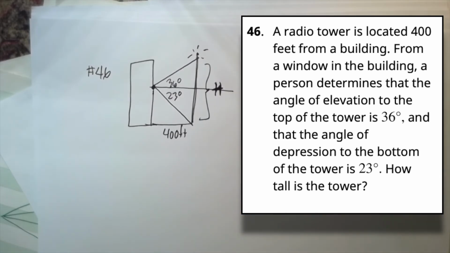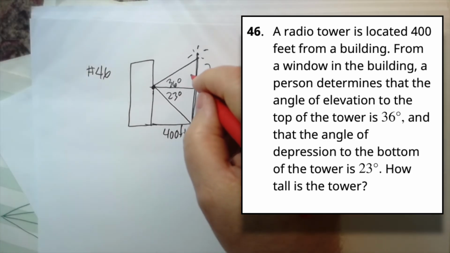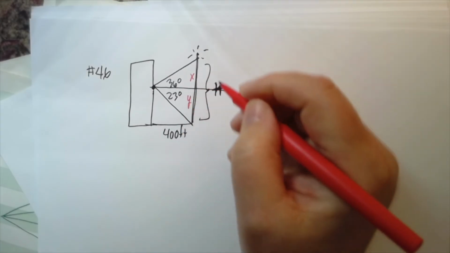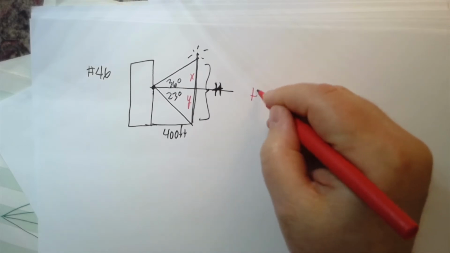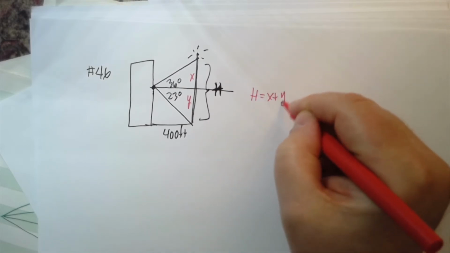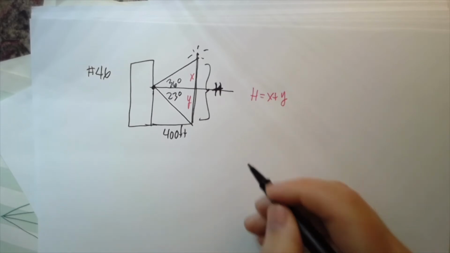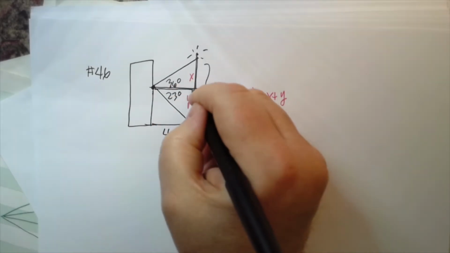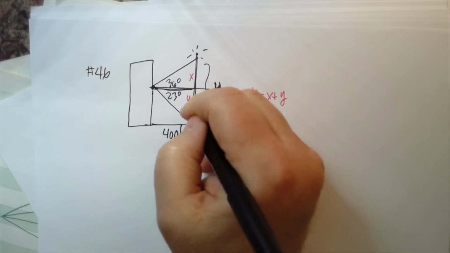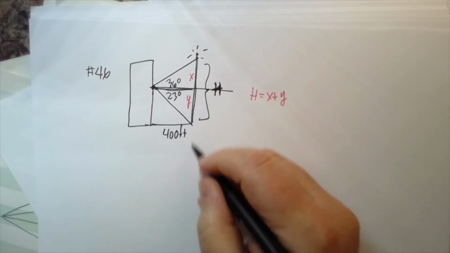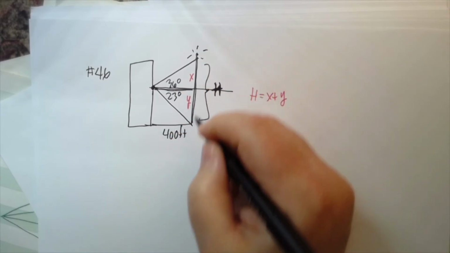Let's just break it down into two pieces. Let's call them x and y. So we know that H is x plus y. If I can find each one of them, then all I have to do is add them together. Well, I do know this side, which is the adjacent side for both of these angles, and I need to know the opposite.